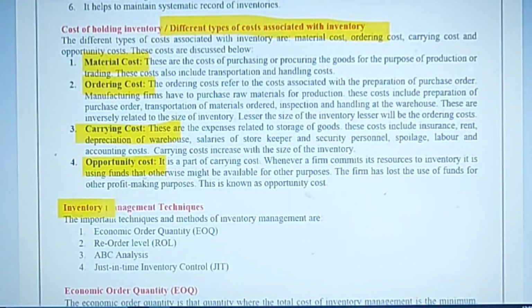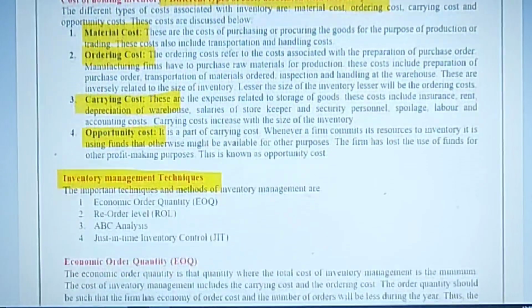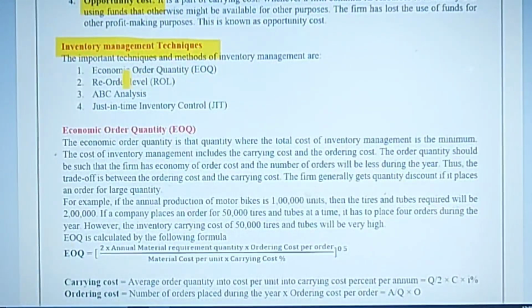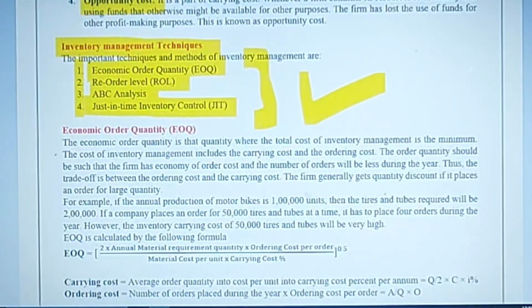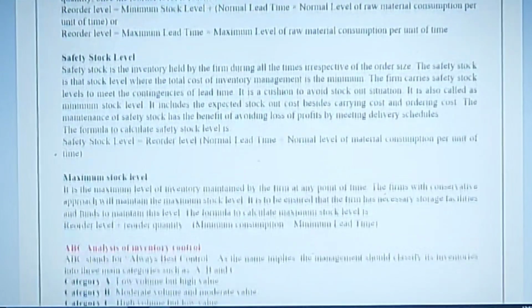And the next very important topic from this chapter, the different inventory management techniques. These four techniques are very popular. One is EOQ, that is economic order quantity. Second one, reorder level. Third one, ABC analysis, and just-in-time inventory control. All these four techniques are very important, so must revise for the exam.